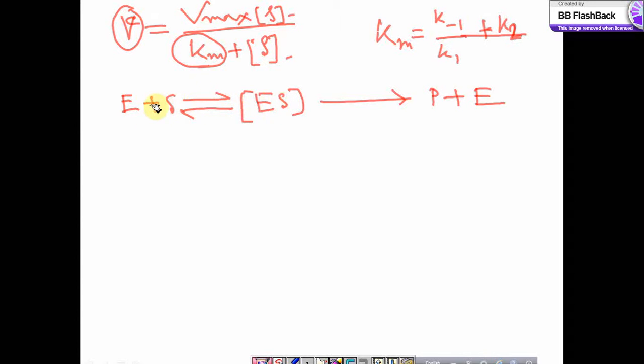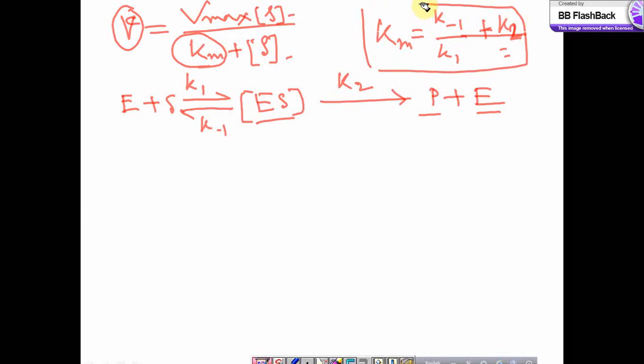The forward reaction, where the enzyme and substrate work together and form this ES complex, has the constant k1. The opposite reaction, where the ES complex dissociates into enzyme and substrate, has the constant k minus 1, and this is k2. As I have already said, this k2 is the step where the enzyme substrate complex produces product and the enzyme is released. This is the rate limiting step. Now look at this Km, how this Km is produced. These are the component constants of this Km.